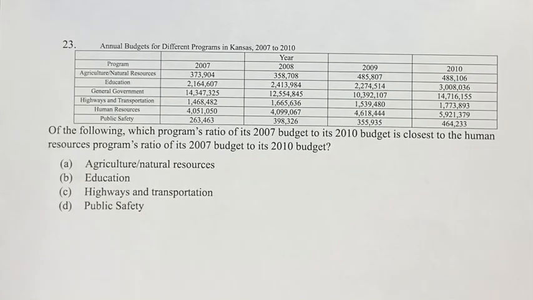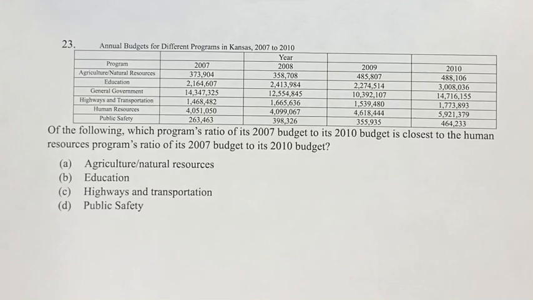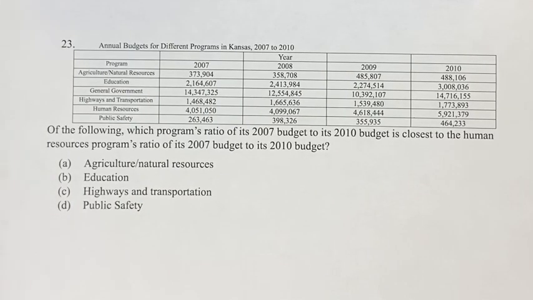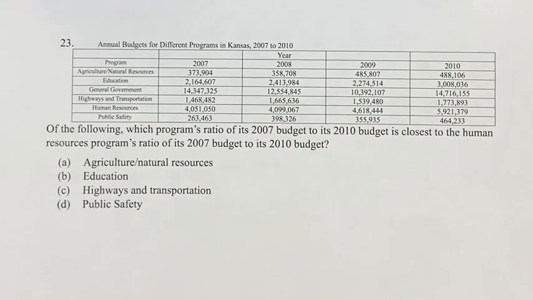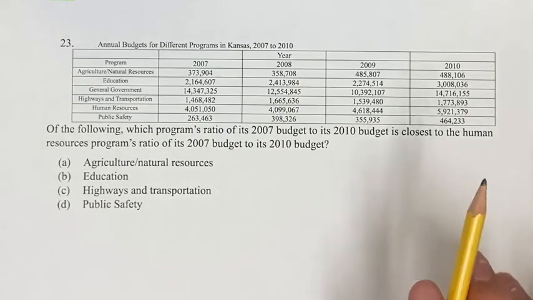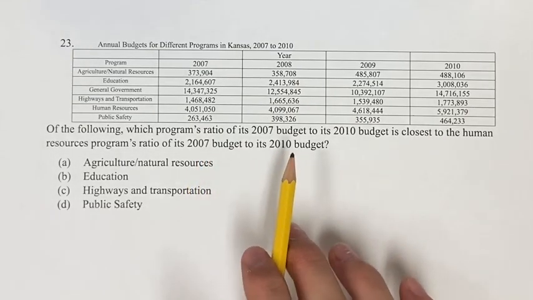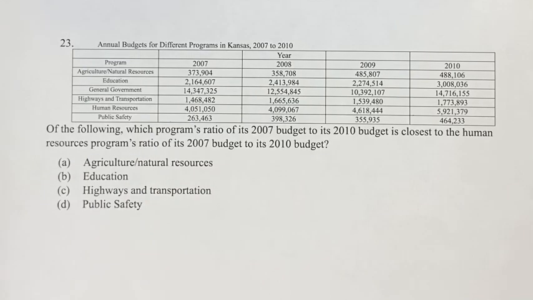In this problem, we're given a table of the annual budgets of different programs in Kansas from 2007 to 2010. We're asked, of these four programs, which of their ratios of their 2007 to 2010 budget is closest to the ratio from 2007 to 2010 of human resources. So the first thing we have to do is find out what is the ratio for human resources.